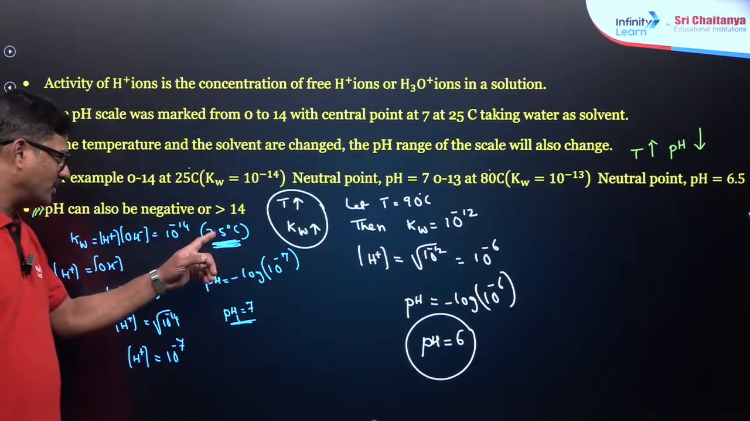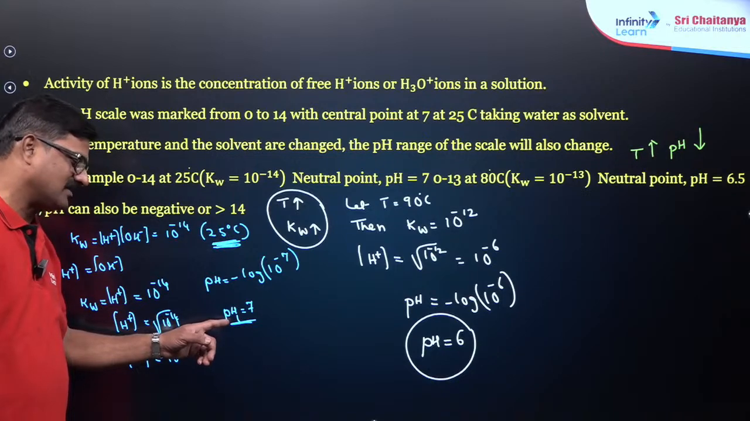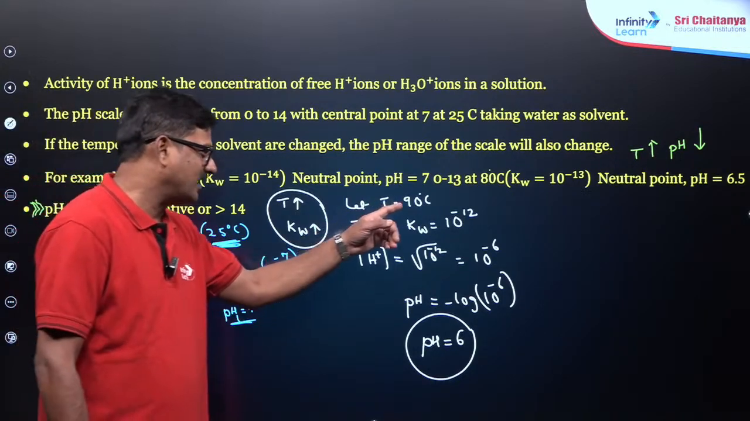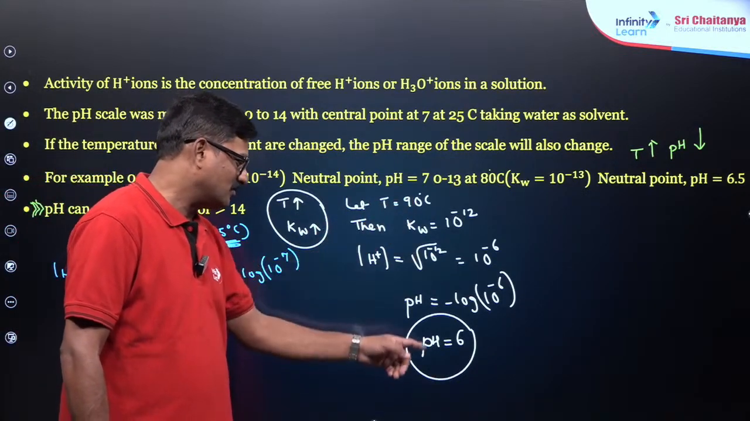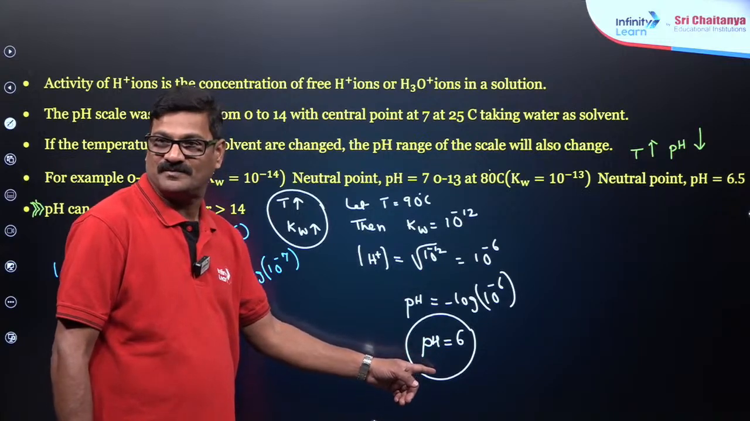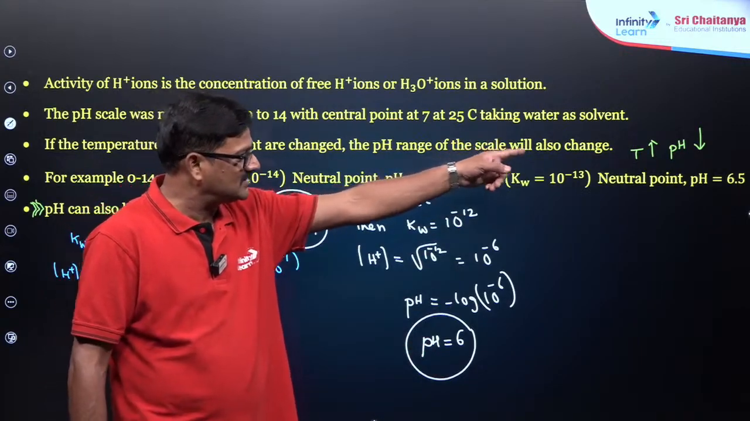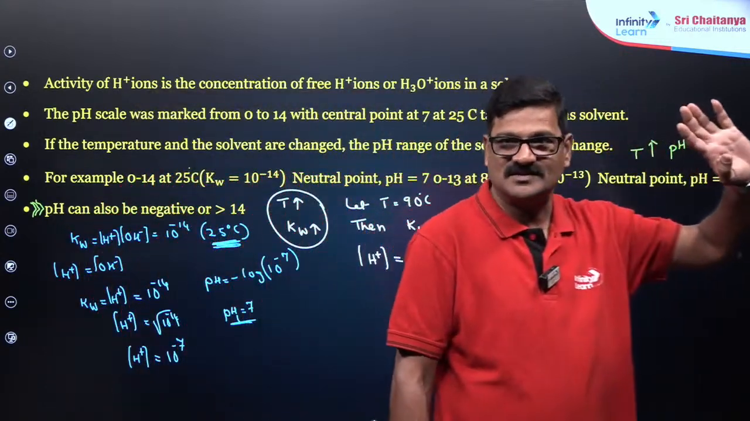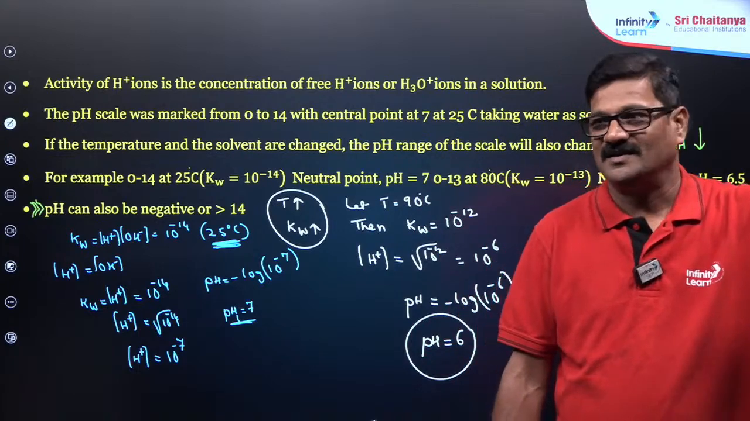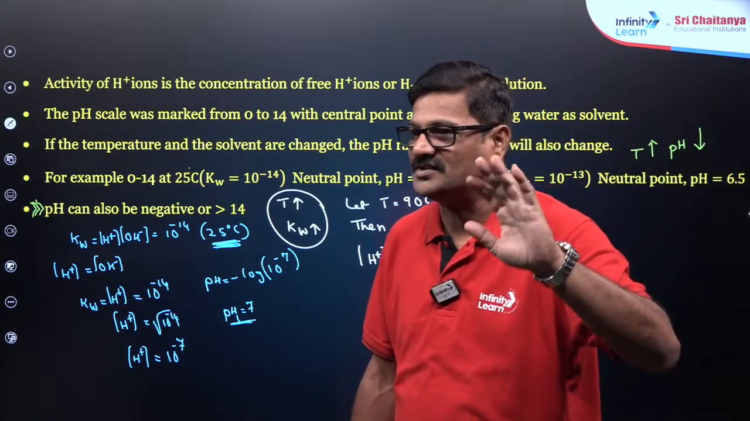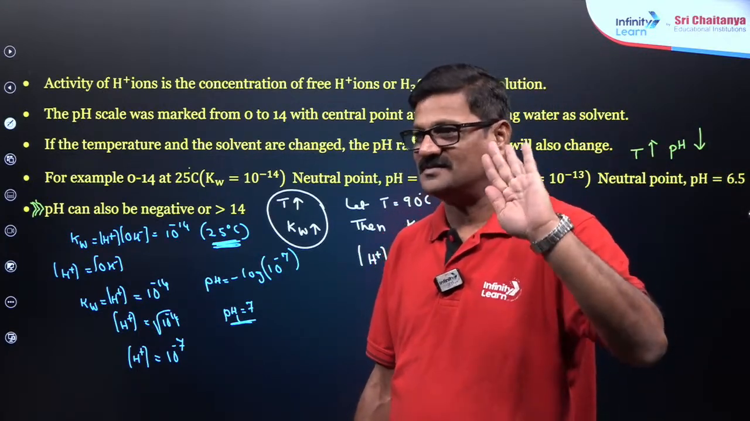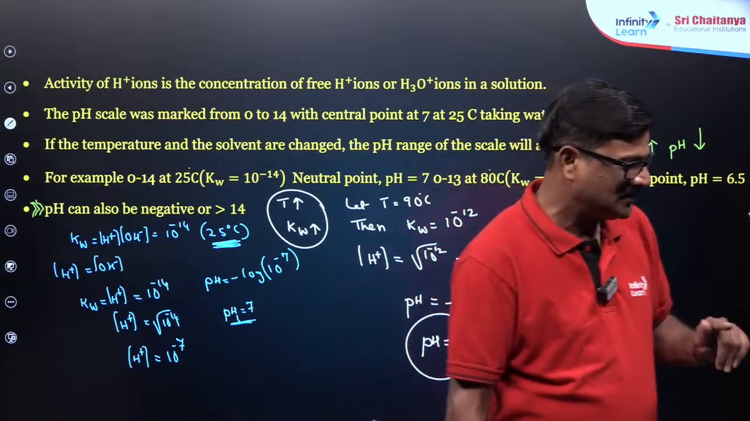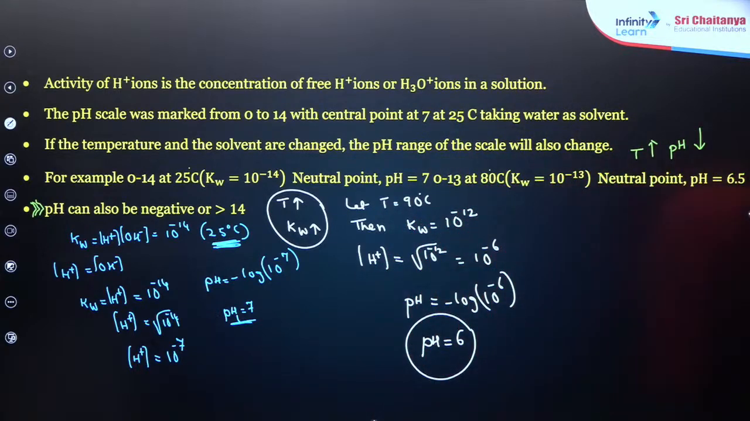When the temperature was 25, pH was 7. Now the temperature has increased to 90 degrees, so pH has decreased. So as temperature increases, pH decreases, and vice versa. So Sanil, Arshad, Qureshi, do you understand how it is impacting? Is it clearer now?